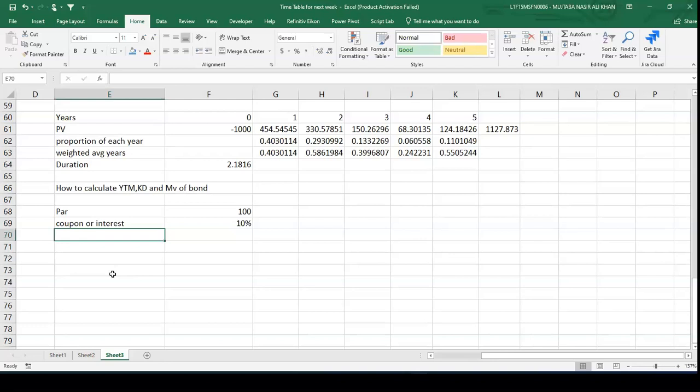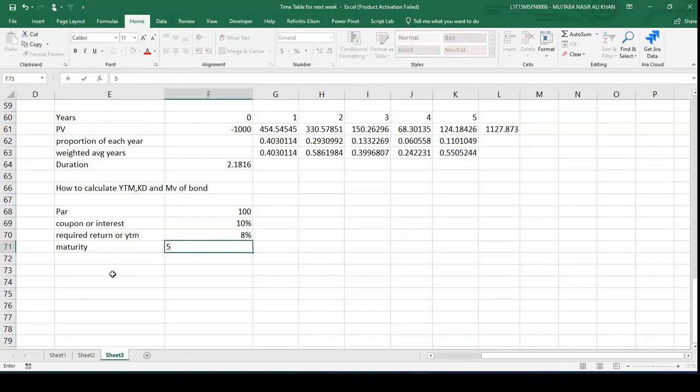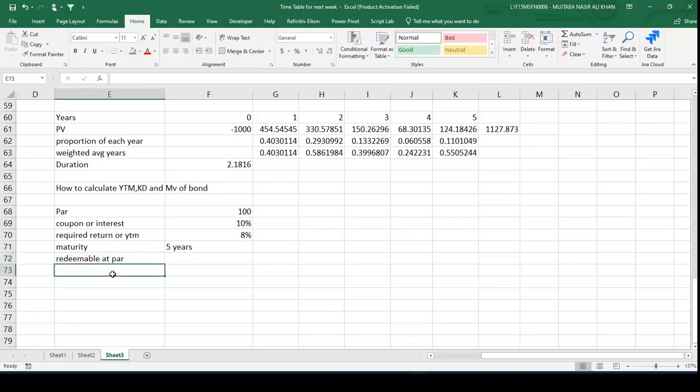Okay. The required return or YTM is 8%. Maturity is 5 years. Okay. Redeemable at par. The bond is redeemable at par. So number one question, how to calculate the market value?